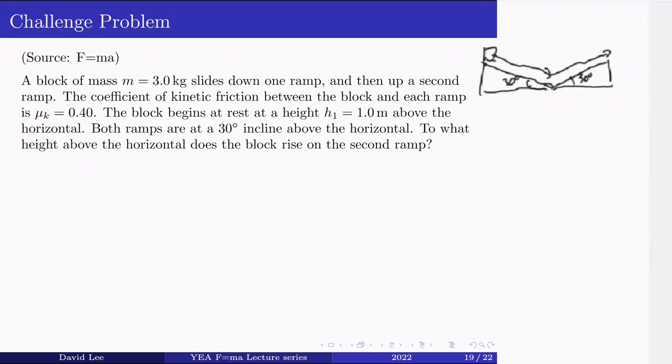But there's also going to be friction. So friction is going to act against our block the entire way. All right, so the block begins at a height here. This is 1 meter. And we want to find the final height of the block on the second ramp. Let's call this h2. So h1 is 1 meter, and we want to find h2.